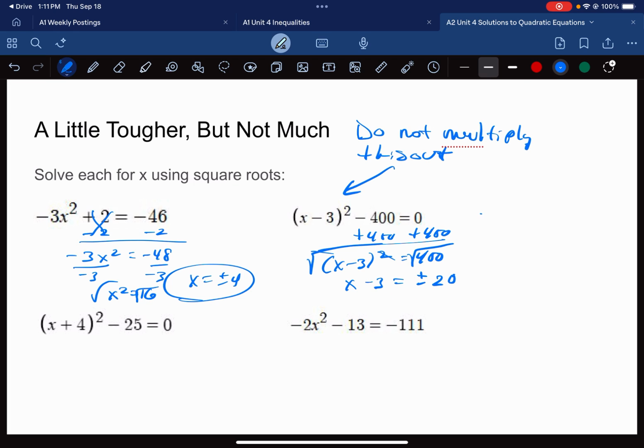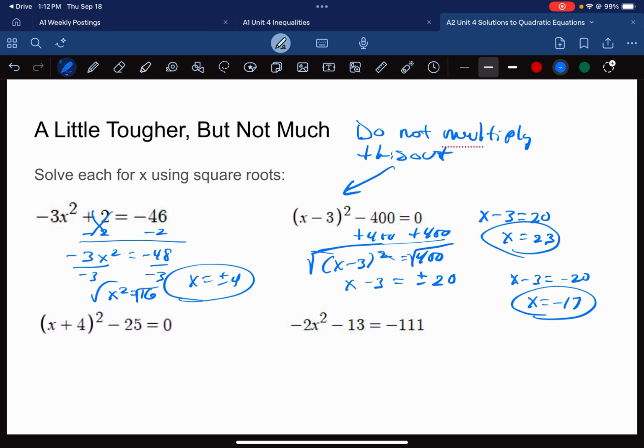And this is where I mentioned that you might want to split it up. You might want to write x minus 3 equals 20, and x minus 3 equals negative 20. So here you add 3 and you get 23. And here you add 3 and you get negative 17.